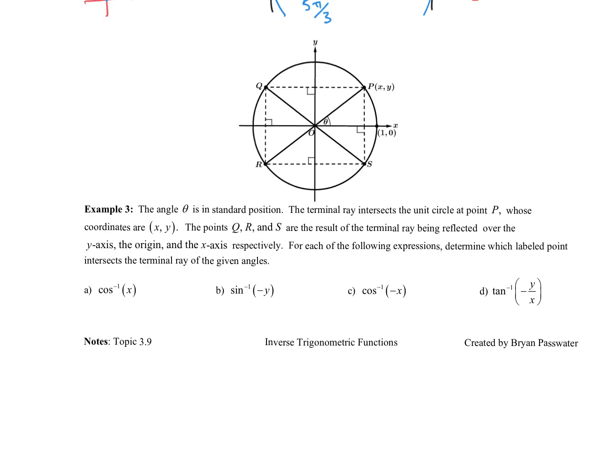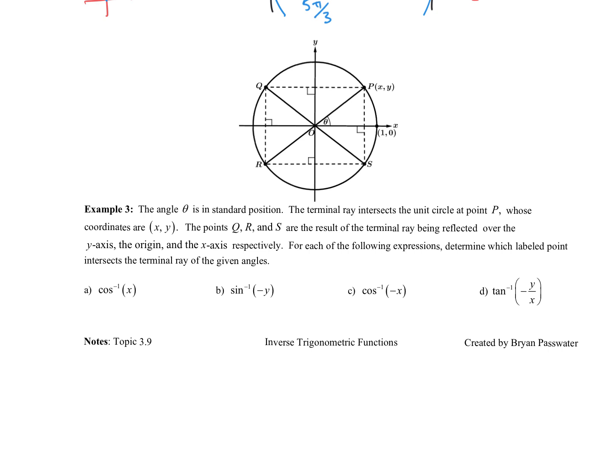The angle theta is in standard position. The terminal ray intersects the unit circle at point P, whose coordinates are x, y. The points Q, R, and S are a result of the terminal ray being reflected over the y-axis, the origin, and the x-axis, respectively. For each of the following expressions, determine which labeled point intersects the terminal ray of the given angles. All right, fantastic.